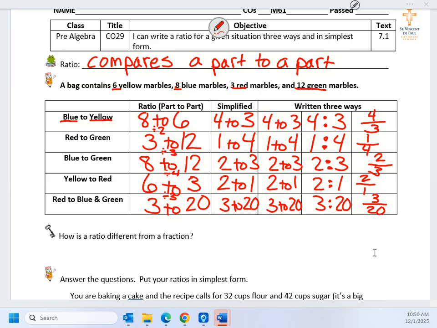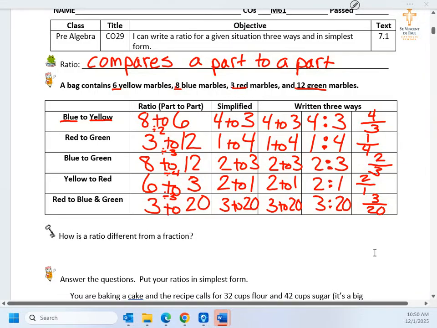Okay, any questions on that part? All right, so let me erase so I can scroll up.